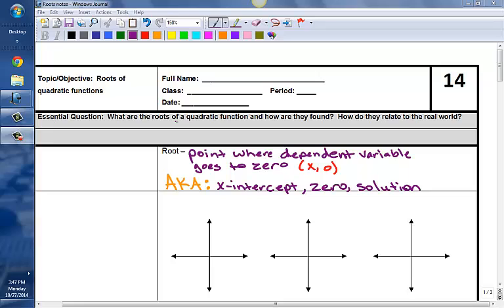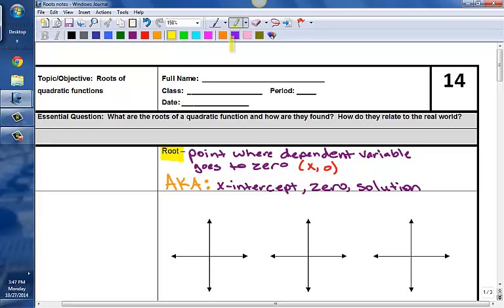Start off with this definition right here. Right, so here's what a root is. It's the point where the dependent variable goes to 0. That's just math mumbo jumbo for saying that the y coordinate is 0. So if you plot a point, you go over x and up y. Well, if you don't go up any y's because you're at 0, then that means you're sitting on the x-axis.